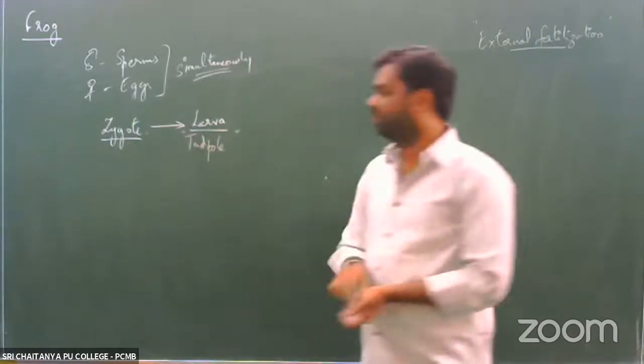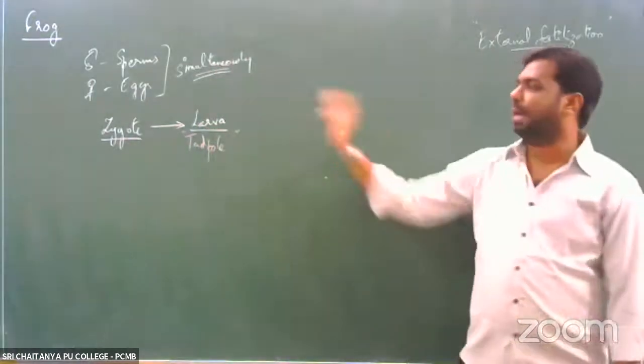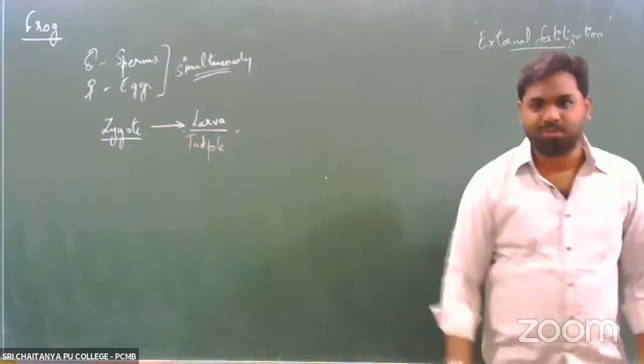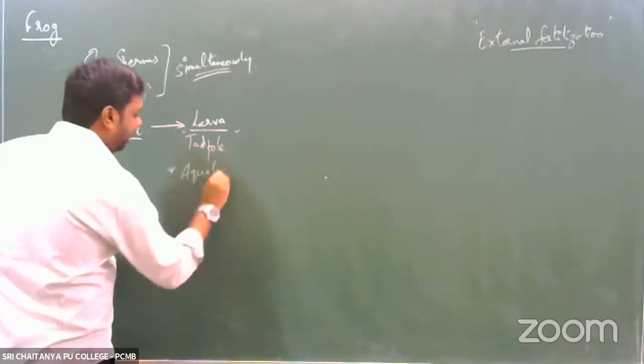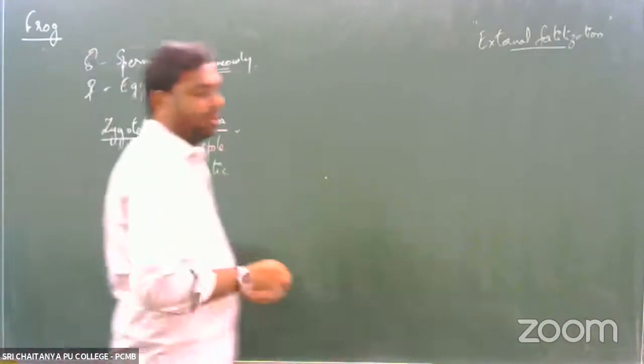So this is the name that is actually given to the larva. Now, a few characters of the tadpole larva. Number one, the tadpole larva is said to be aquatic in nature. So the tadpole larva is said to be aquatic.